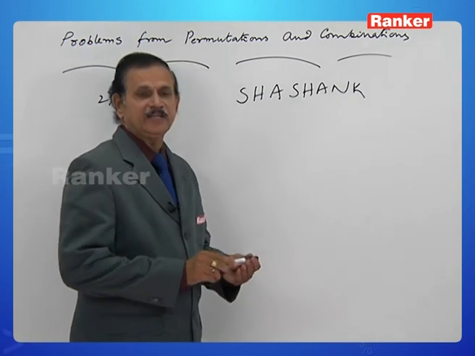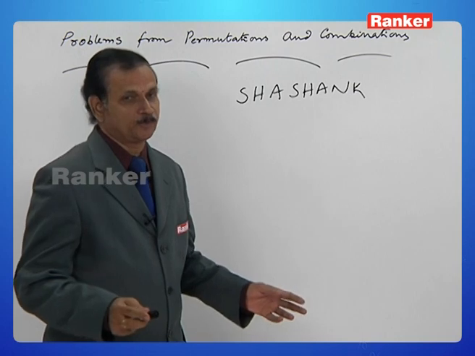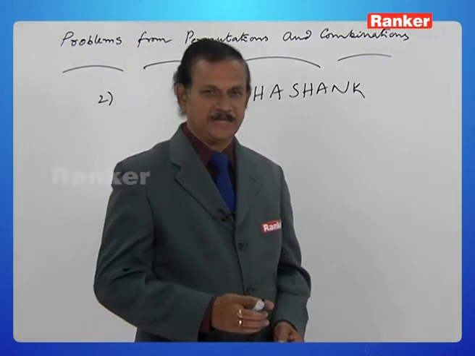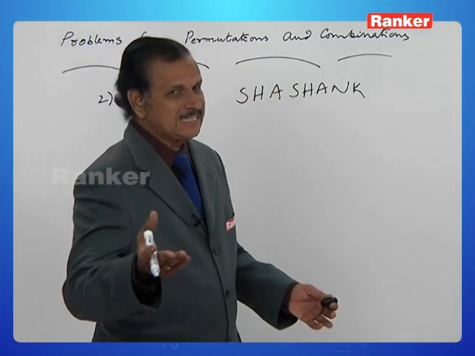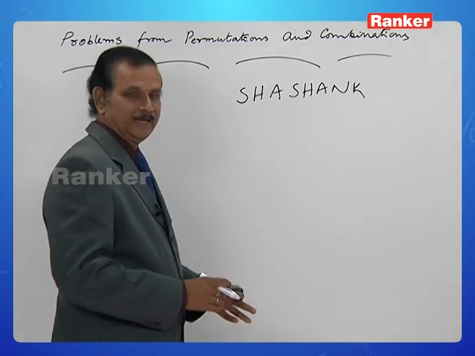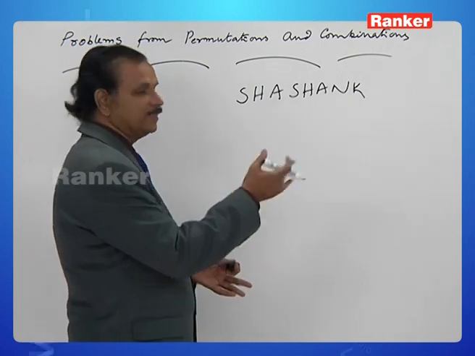The word given is Shashank and the restriction is put on vowels only. Let us see the question once again. In any word, the vowels are separated by at least 2 consonants. Luckily here only 2 vowels are there. What are the vowels? A and A. Let us keep them aside.